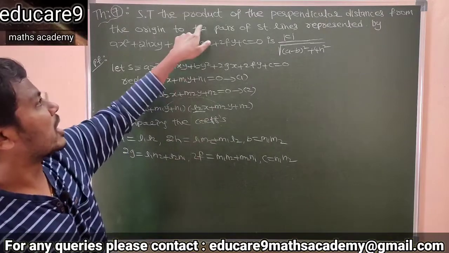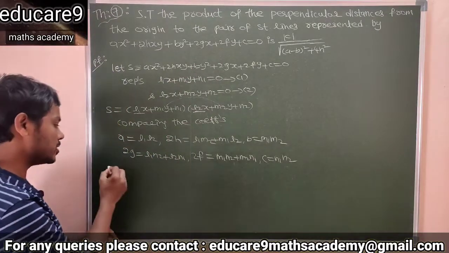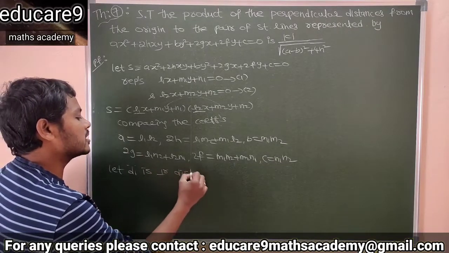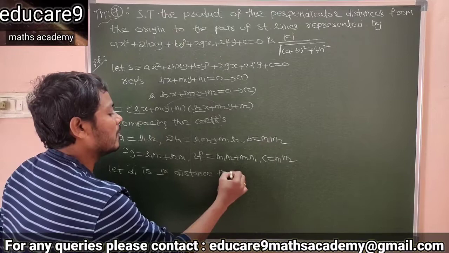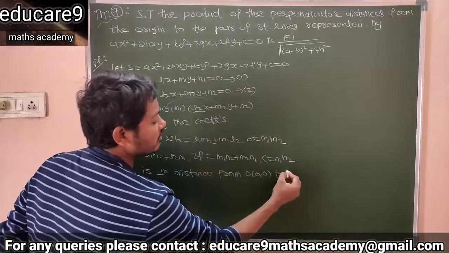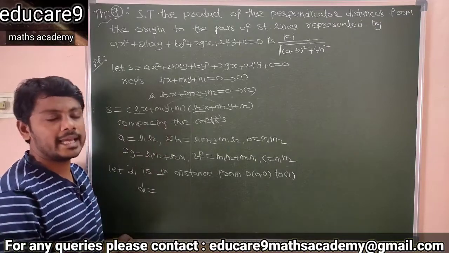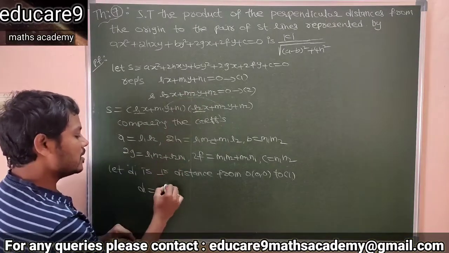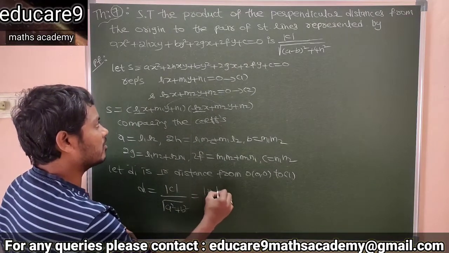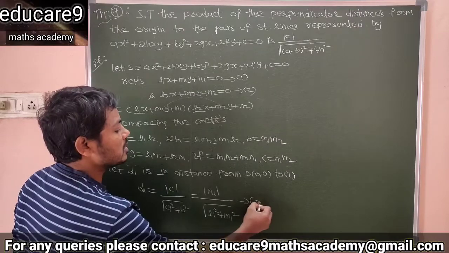Now see here, the product of the perpendicular distances from the origin to the pair of lines. Let d1 be the perpendicular distance from O(0, 0) to equation 1. That is clear. d1 is equal to, what is the formula? |c| by the square root of a² + b². So here that is |N1| by the square root of L1² + M1². This is equation 3.